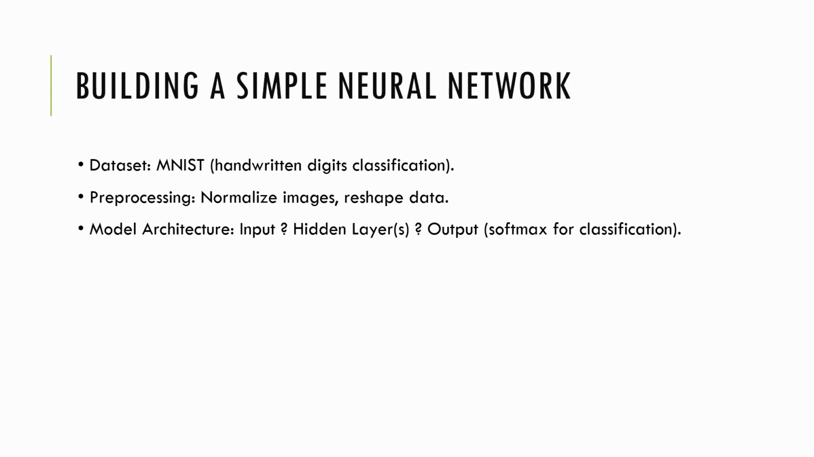Let's dive into building our first simple neural network. We will use the MNIST dataset, which contains images of handwritten digits. Before training the model, we pre-process the data by normalizing the images and reshaping them to fit the model's input requirements. Our network will have one or more hidden layers and an output layer with 10 nodes, corresponding to the 10 digit classes.